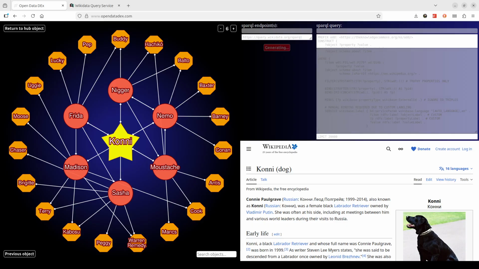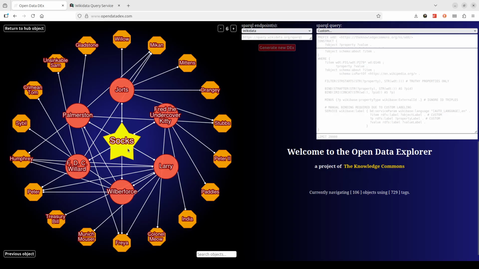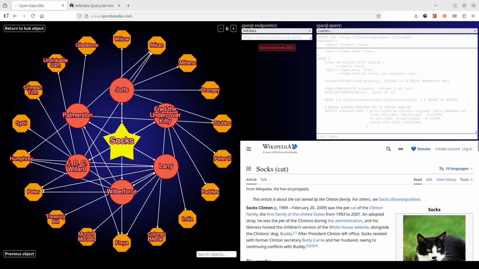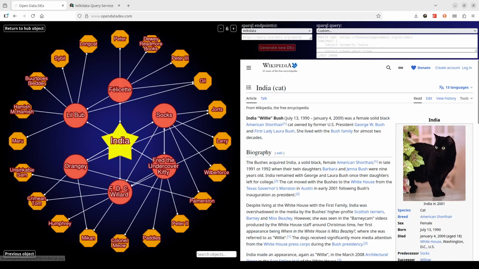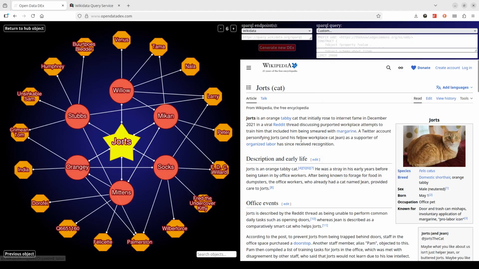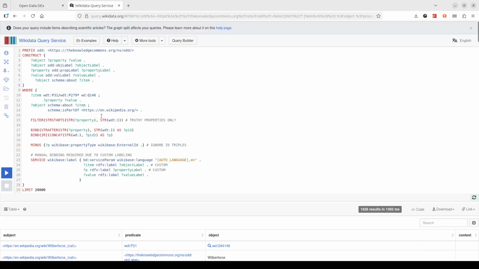And so this one will make a very similar graph, but now these are cats, with the hub being Socks Clinton, a cat of the Clintons. And I'm sure this is a cat of the Bushes. This is an internet famous cat. So yeah, you can easily change up this query for different species.